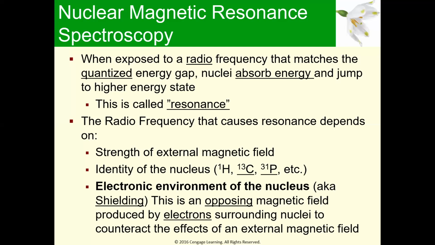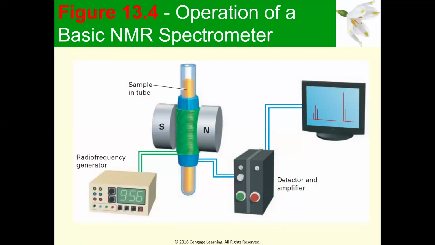So this is an opposing magnetic field produced by the electrons surrounding the nuclei to counteract the effects of the external magnetic field. Once again, this is similar to what you were shown in the pre-lab video, so I won't go over it with much detail. But notice that this right here is your sample tube. Remember from the video that what you do is you dissolve your sample that you want to analyze in a deuterated solvent. What we mean by deuterated is that all of the hydrogens in the solvent have been replaced with deuteriums.